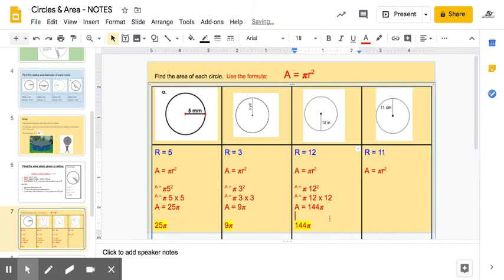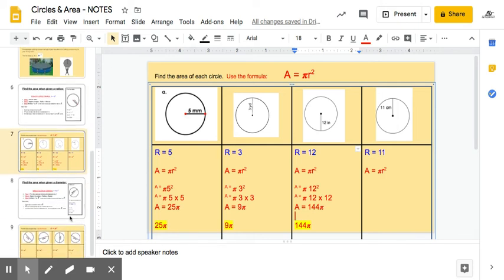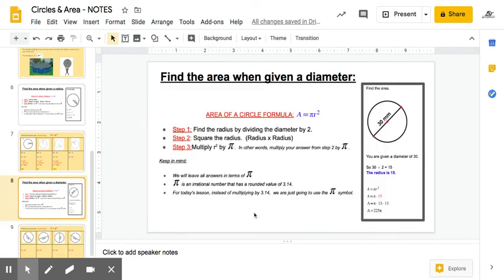And that is it. Okay, guys, so again, simply taking the radius and plugging it into the formula. Now that's how you find the area given a radius. But just like yesterday with circumference, we can find the area given the diameter.